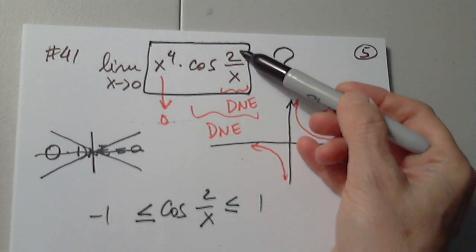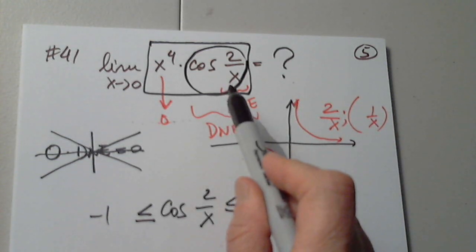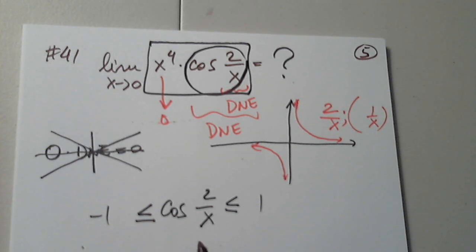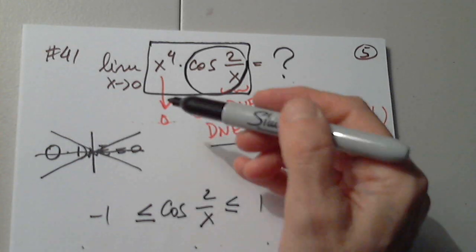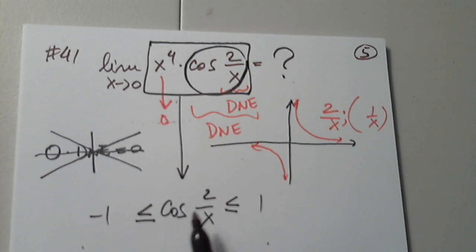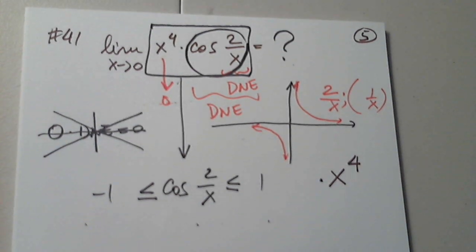So right now, I have this function in the middle. But I don't want that function. I want the x to the fourth times that function. What should I do to all three sides so that the middle part is exactly x to the fourth cosine 2 over x? And whatever I get on the sides, it doesn't matter. You multiply all the sides by x to the fourth. Brilliant. Multiply everything by x to the fourth.